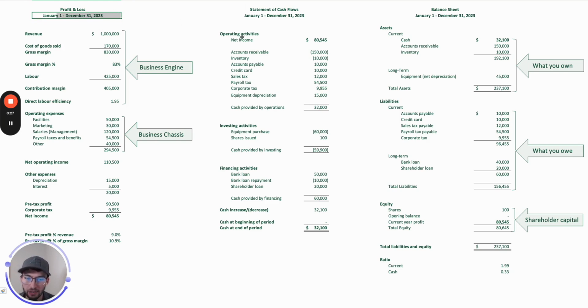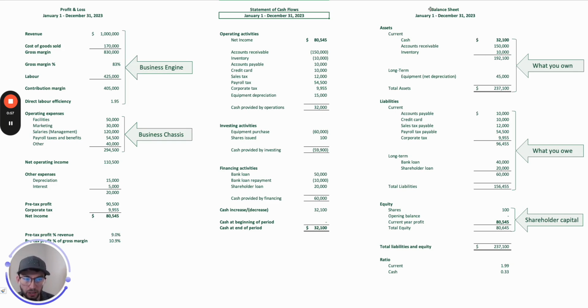And then the next statement is going to be the statement of cash flows. It is again showing over a period of time, in this case from January 1 to December 31, 2023 as well. Now the big difference between the statement of cash flows and the profit and loss is the profit and loss is showing what happened, whereas the statement of cash flows is showing how the cash moved. And what happened does not always equal how cash interacted with the business.